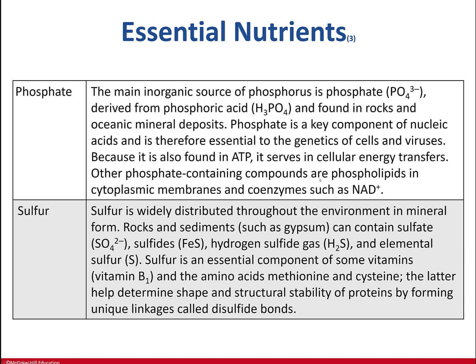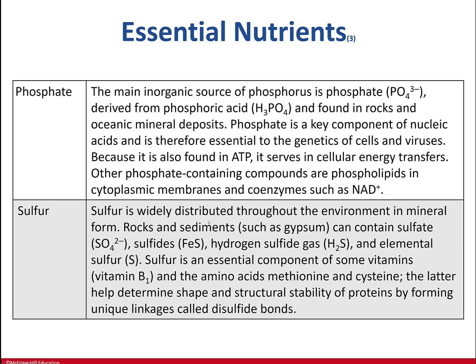Other phosphate-containing compounds are phospholipids, really abundant. I mean, you think about every single cell is phospholipid bilayers. And then the coenzymes such as nicotinamide adenine dinucleotide, NAD.